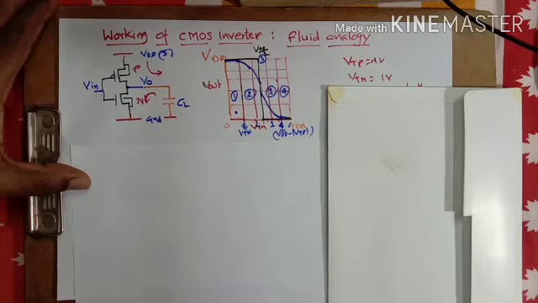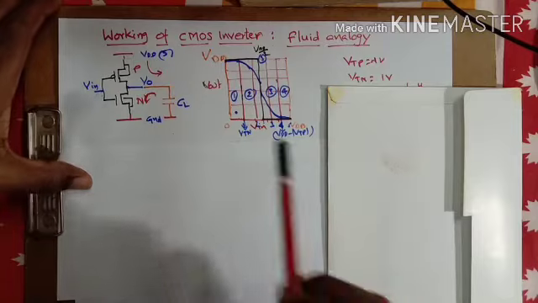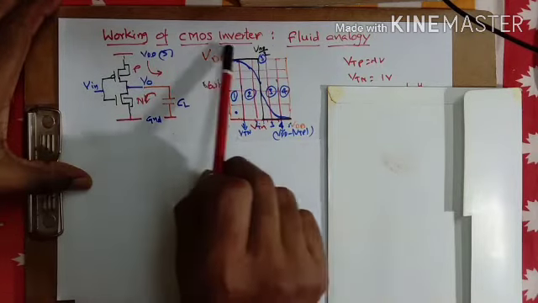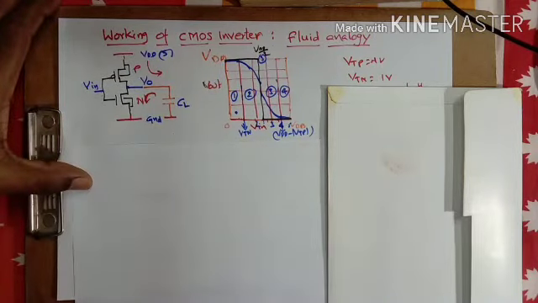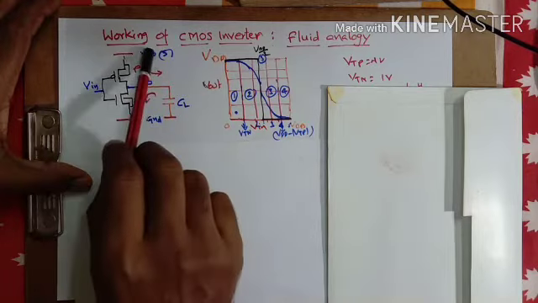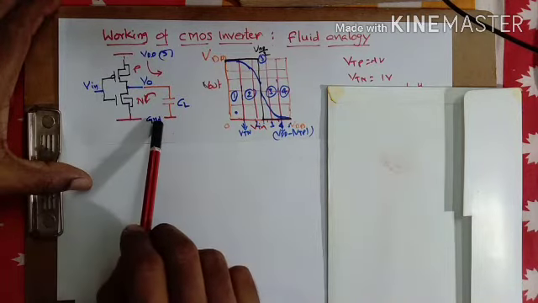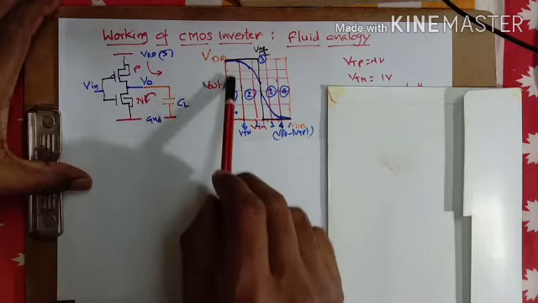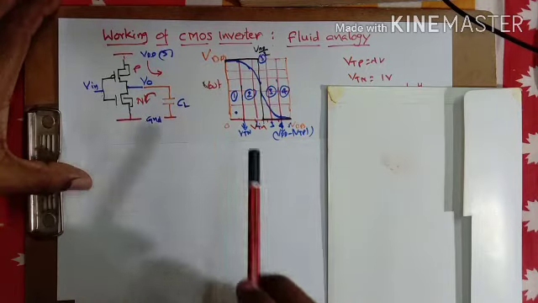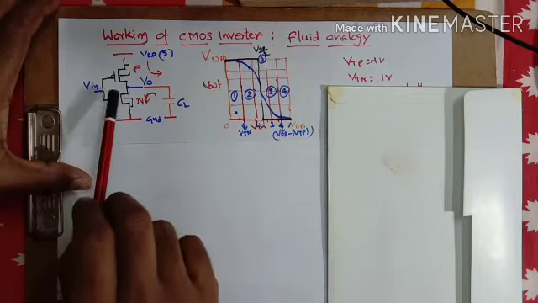Yeah, here we go. So in this video, let us try to understand the working of CMOS inverter with fluid analogy. So I have drawn the CMOS inverter schematic here and the transfer characteristics, that is input versus output voltage. So let us see the schematic.